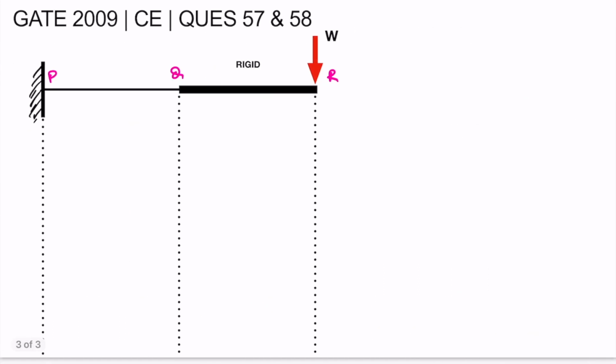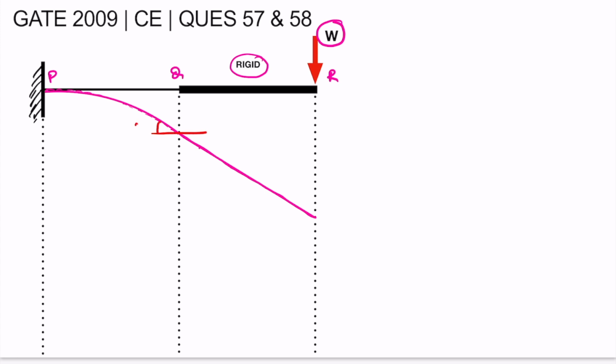Let us first try to make the possible deflected shape of this cantilever beam under this load W. So this beam will deflect like this. It will be curved till point Q, and after that, since this portion is rigid, it will go as a straight line. It will not bend. So it will be curved for portion PQ and it will go as a straight line after that. So this is the possible deflected shape of this beam.